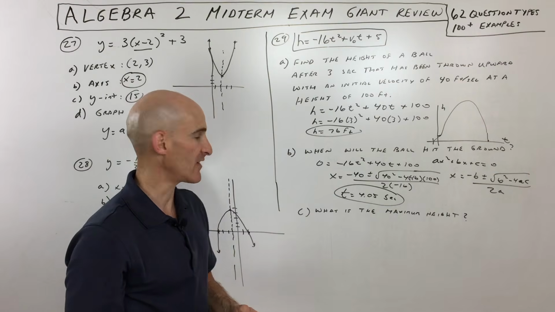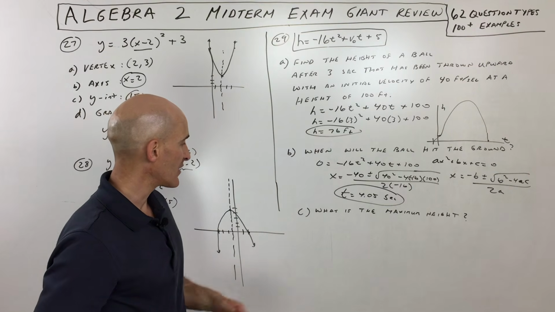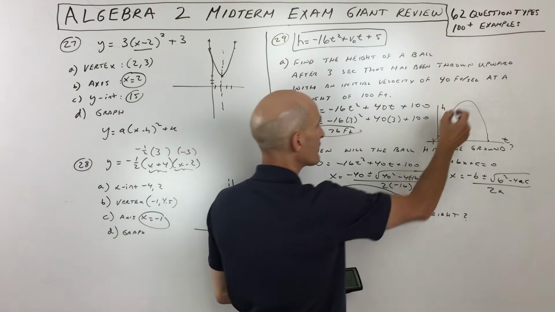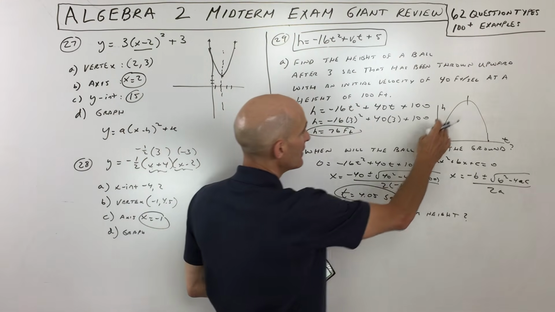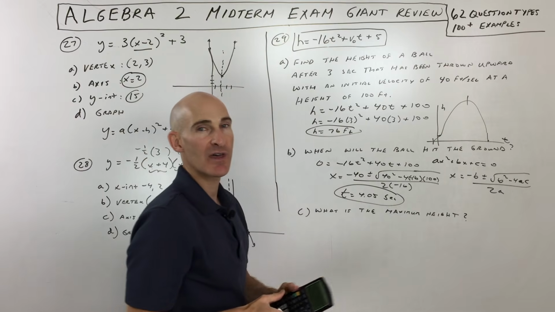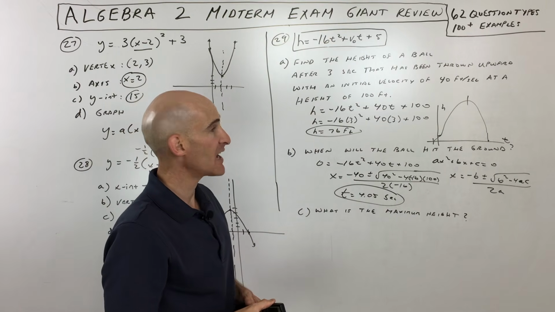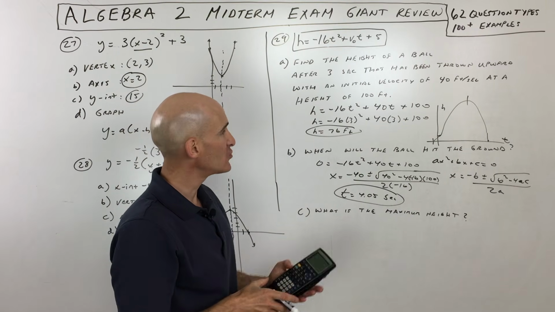You just want the positive answer. In this case, letter C, it says, what is the maximum height? We're trying to find this point right here. Now, if you have a graphing calculator, of course you can graph it and find this maximum value. If you need help with that, you can check out my TI-83 and TI-84 tutorials on my YouTube channel.